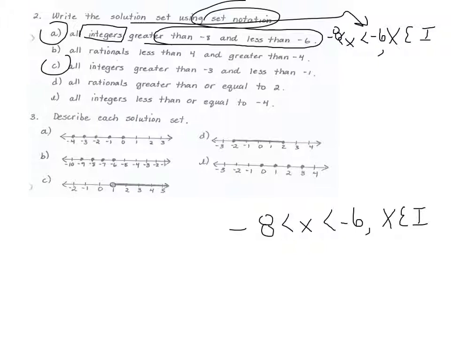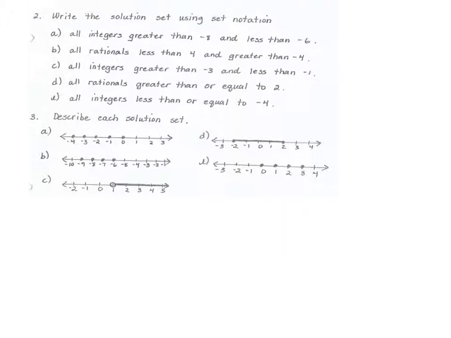Let's look at C. Delete all that first. C says all integers, so integers. So x is a set of integers that are greater than -3 and less than -1. So again, x is greater than -3 and less than -1.